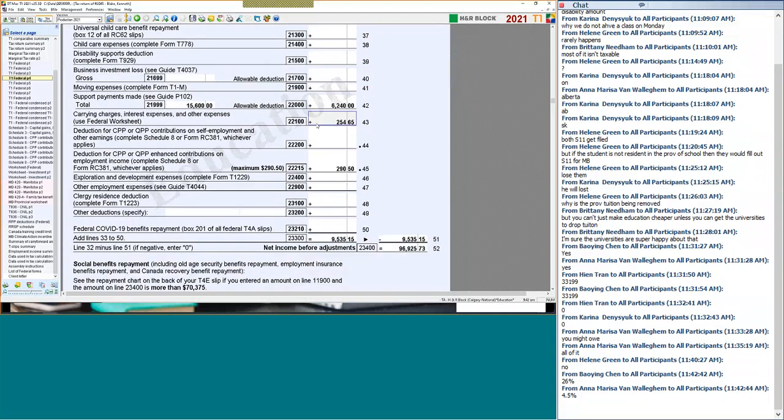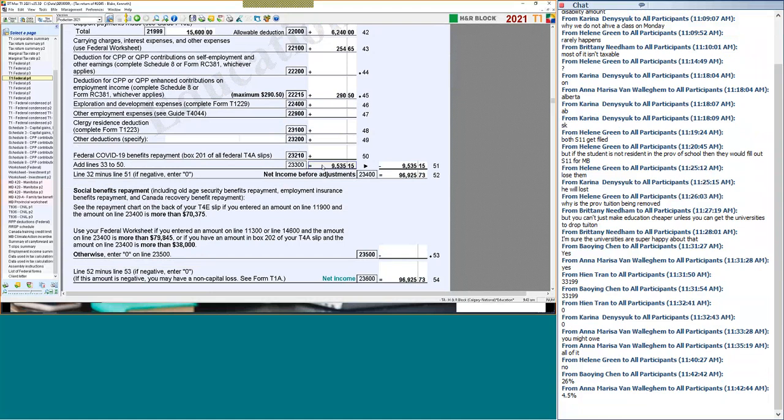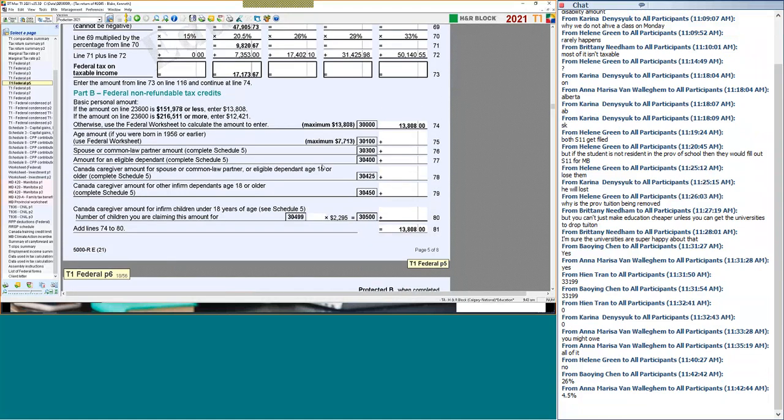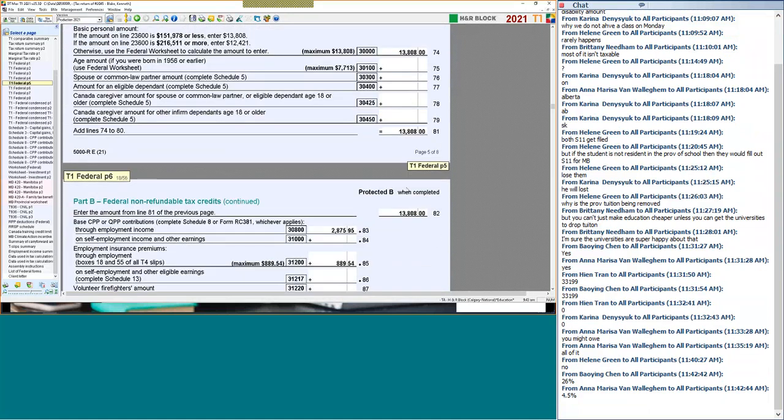Okay, he did have some carrying charges, so make sure you found those on the slip. We have enhanced CPP. He's going to get the max there. And that's it for him. Then he's going to have his personal credit. No eligible dependent amount for him. His son's not living with him.